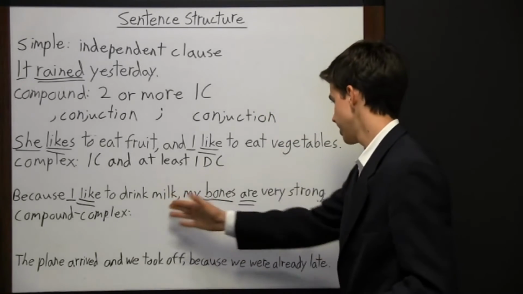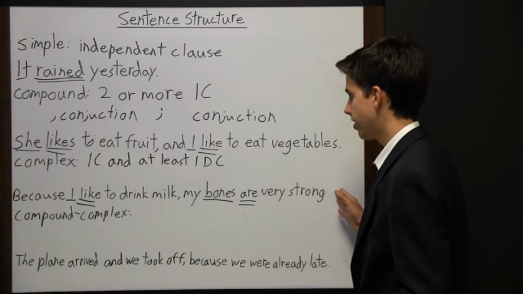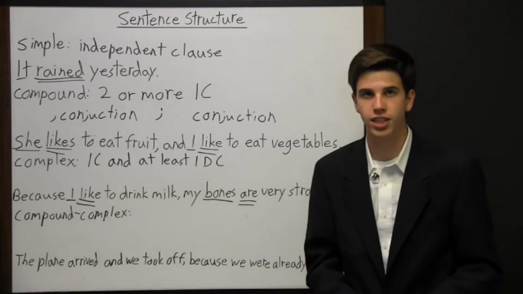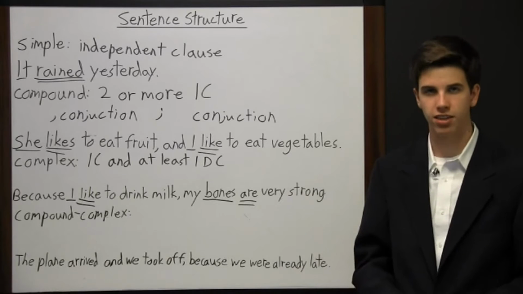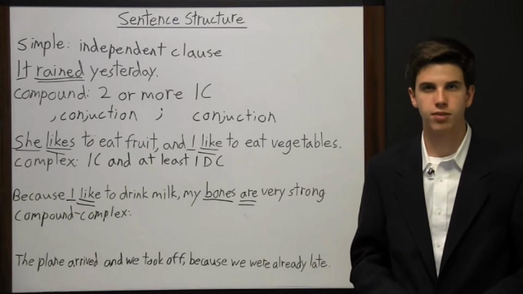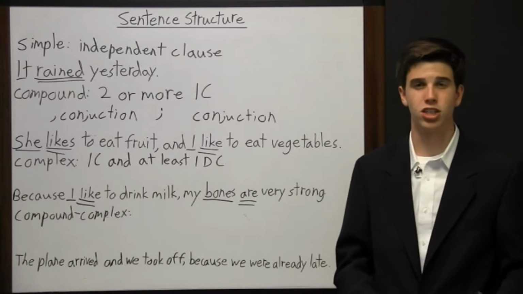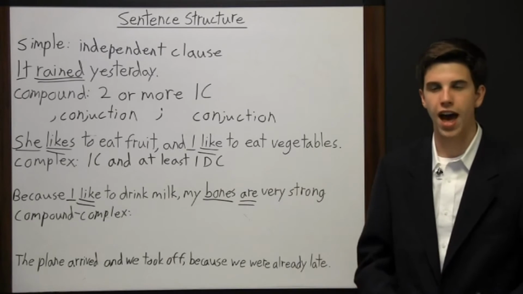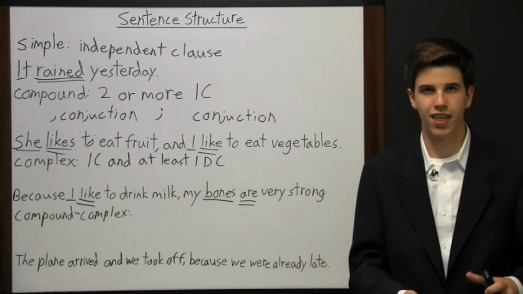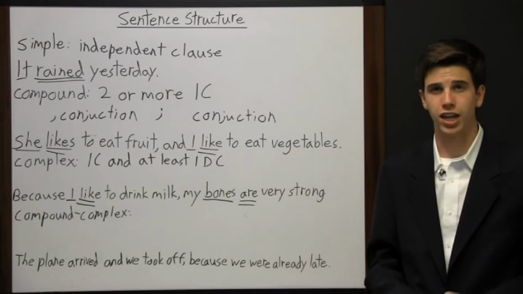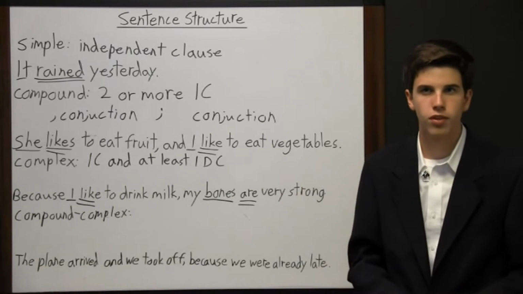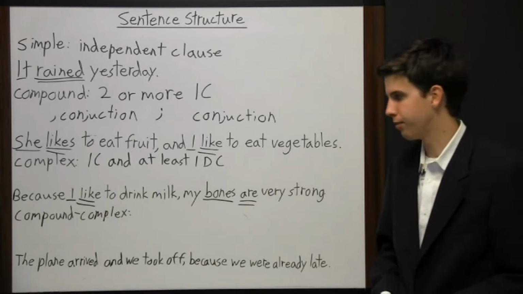Now, dependent clauses can also come after the independent clause, and you could have more than one dependent clause in a complex sentence. Now, a dependent clause is usually introduced by a relative pronoun, such as who, which, that, or something else like that. Or a subordinating conjunction, maybe like although, because, or when.